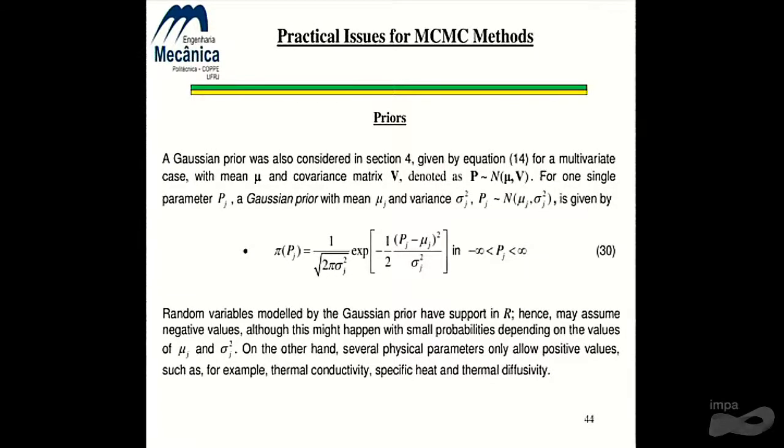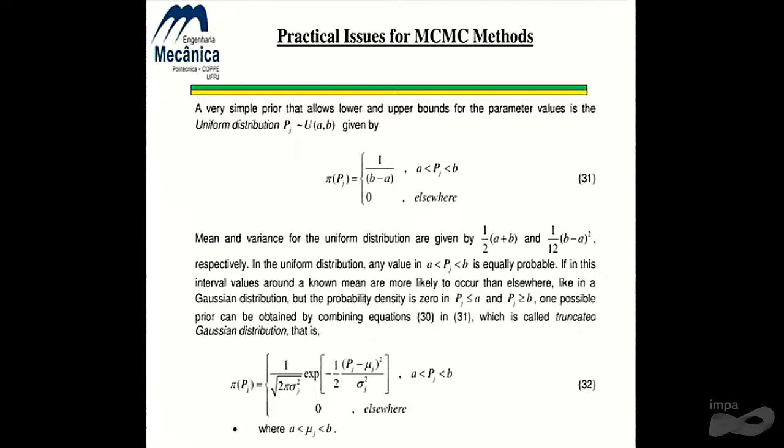One possibility would be, for example, to use a uniform distribution for the prior, where we can prescribe the minimum and the maximum values of the parameter. All the values inside this interval are equally probable; they all have the same chance of being selected. This is nice because you can prescribe the bounds, but at the same time you do not favor any value inside this interval. The mean is the half of the interval, and the variance is big because it's a uniform distribution.